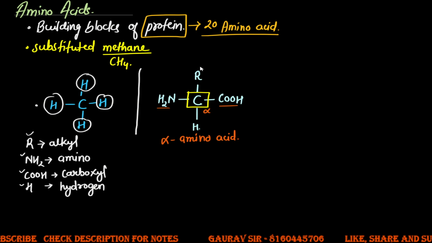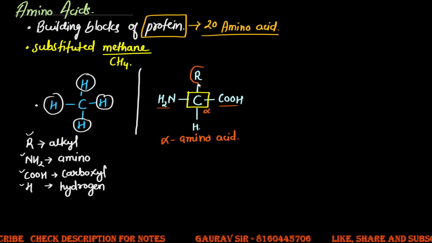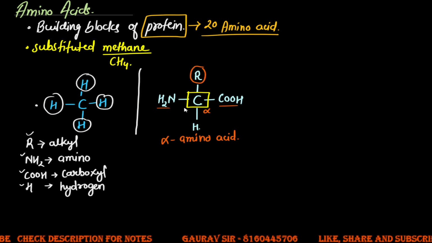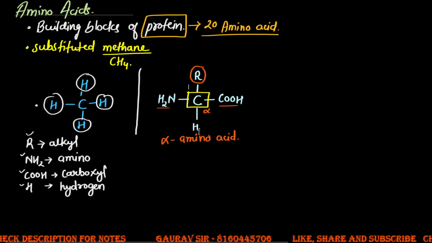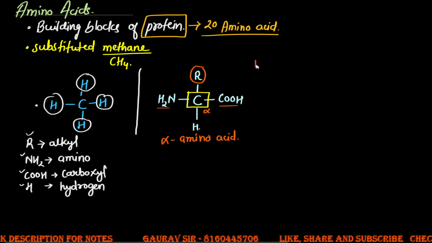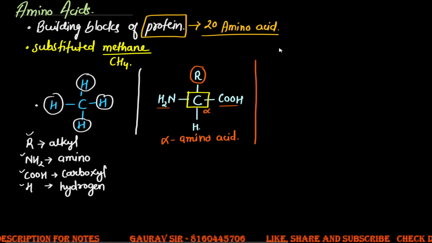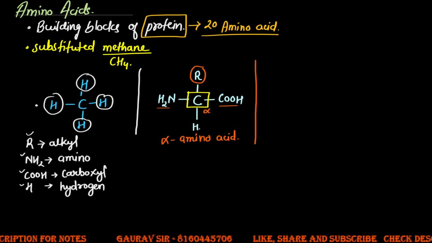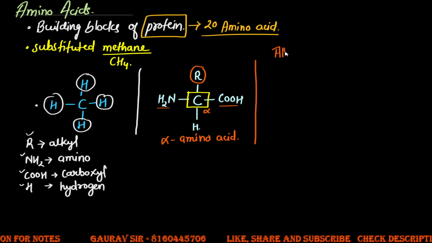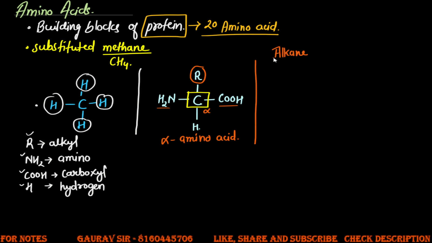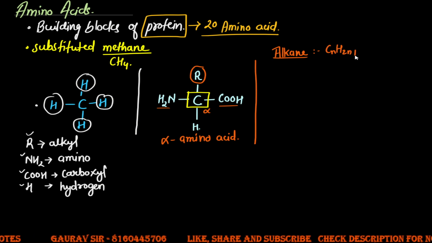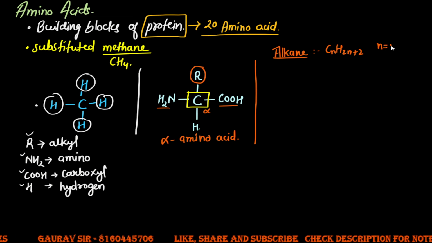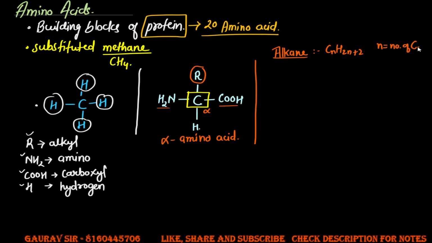Right, now what do you interpret out of this R? What is this R, the alkyl? What do you understand by alkyl group? Here we have to take into account the fact that there are 3 different categories of hydrocarbon. The major one that we will be focusing on is alkane. Alkane has a general formula of CnH2n plus 2, where n happens to be the number of carbons.